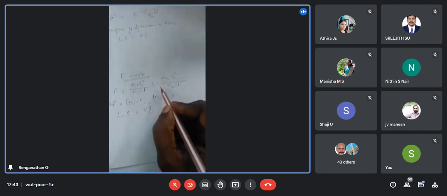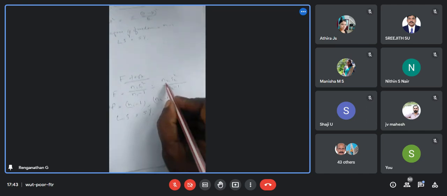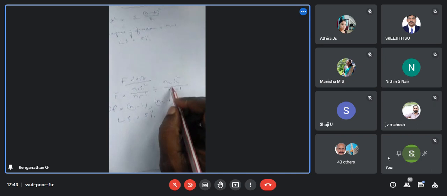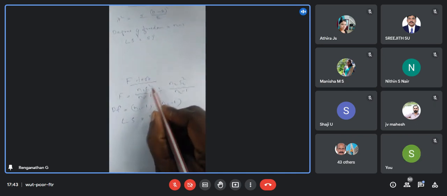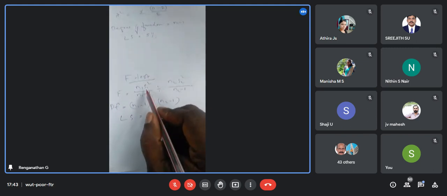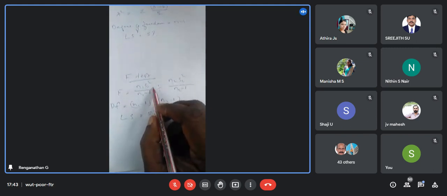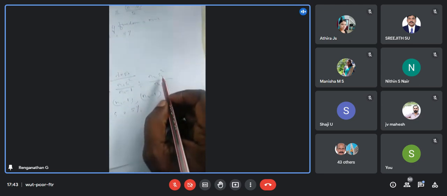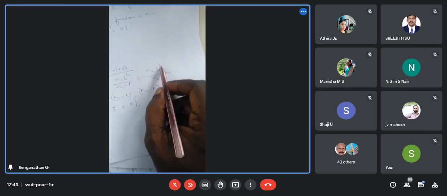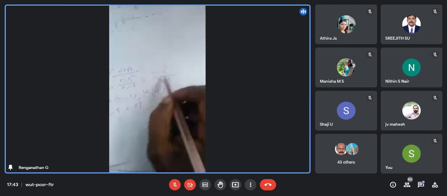Number of variables in the second group is called n2. Standard deviation square of the first is called s1 square. The squared standard deviation of the second group is called s2 square. Now the things are available.